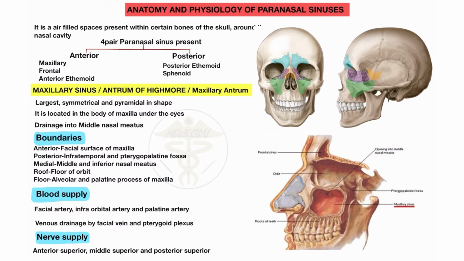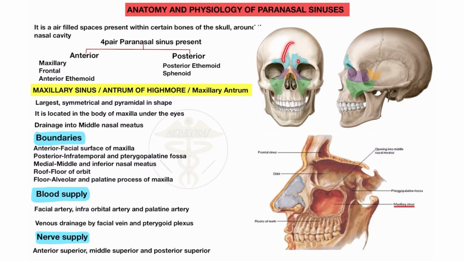First, it has two classifications. First is the anterior group, when you see them anteriorly, and some paranasal sinuses are present posteriorly. So the anterior paranasal sinuses include the maxillary sinuses, frontal sinuses, anterior ethmoidal, and sometimes the middle ethmoidal is also called. Here you will see all four types of paranasal sinuses.